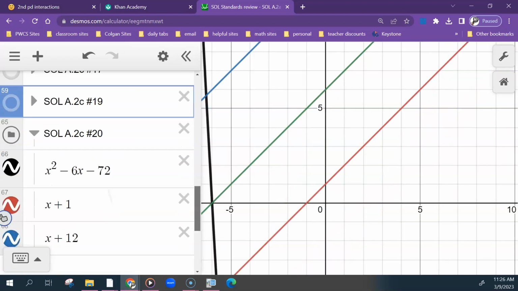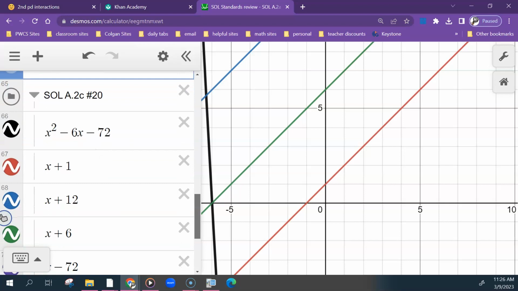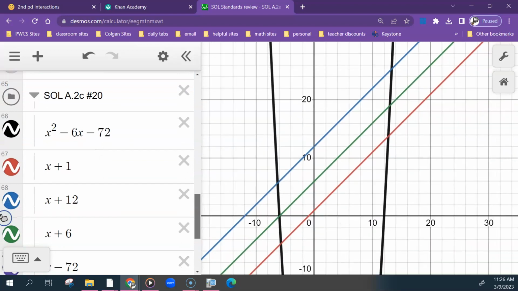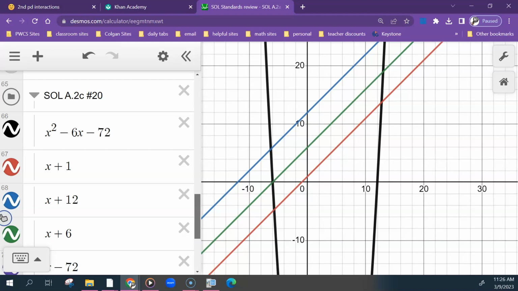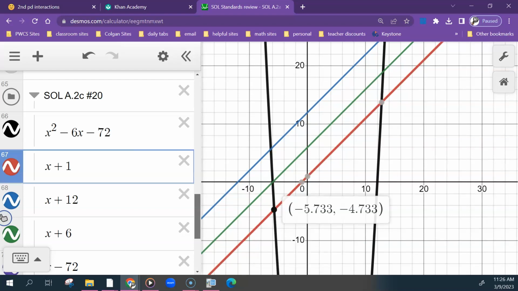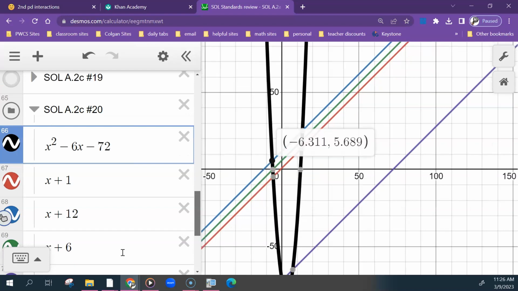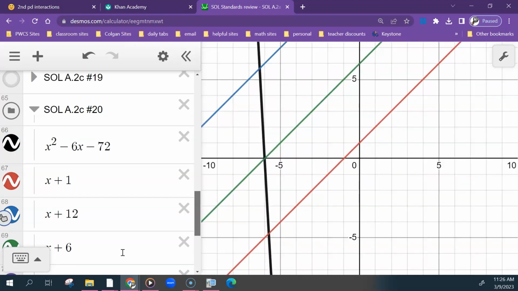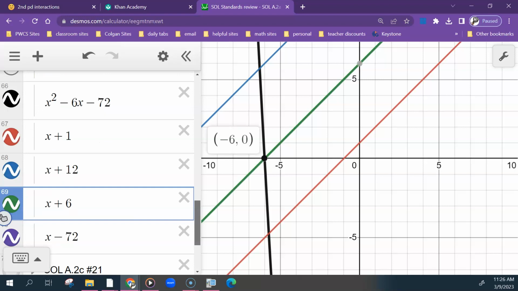Same thing for 20. I'm looking for where the lines cross the black line at the x-axis. There is another one, but it's way off. It's way down here. So the one that would be your answer is the green one, x plus 6.